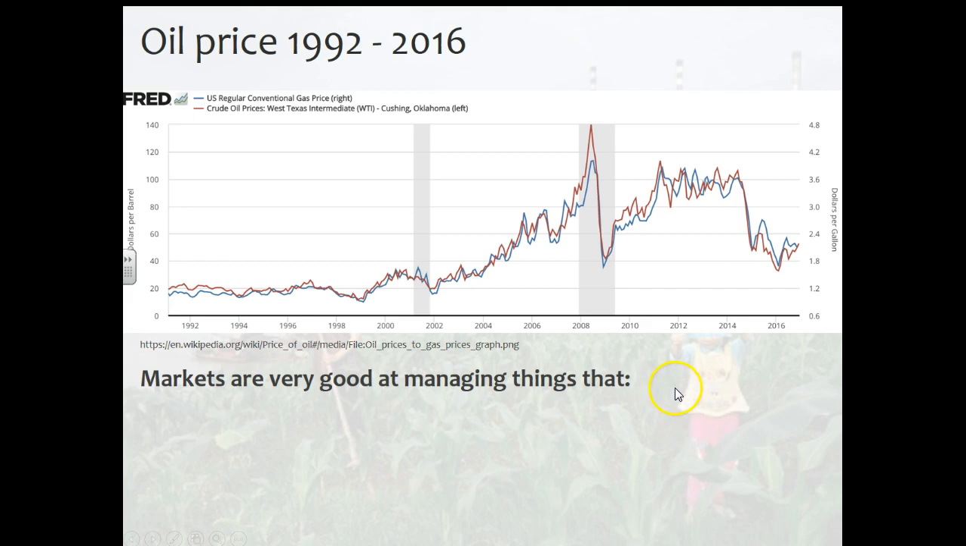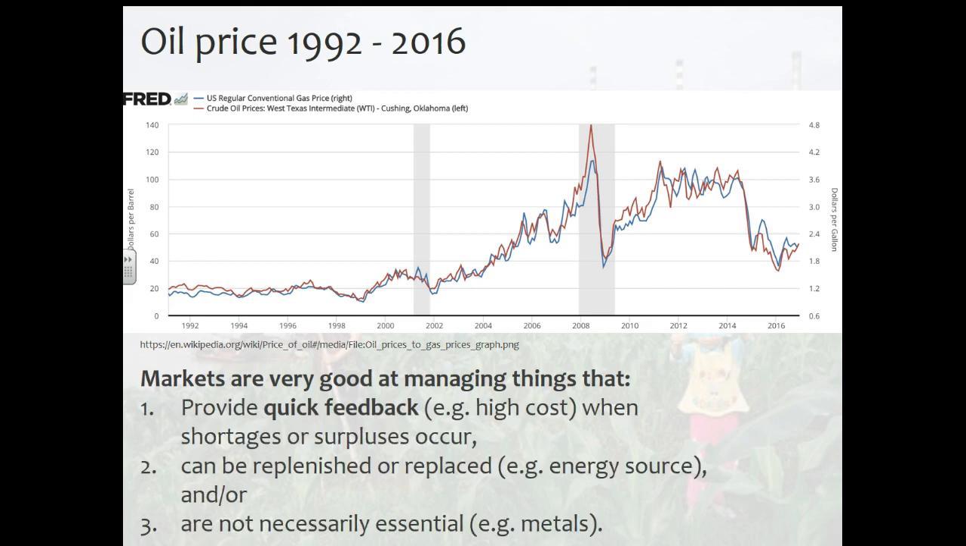And so the take home here for this part is that markets are very, very good at managing things that provide quick feedback. Okay, so when something becomes scarce and the price shoots up, the market is amazingly good at managing that. So if the price goes up, people are really incentivized to find more of it or substitute for it, and the price does tend to go down. Okay, but in order for that to occur, we need very quick feedback.